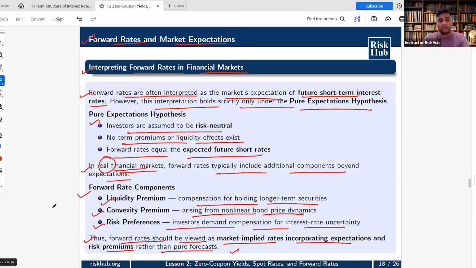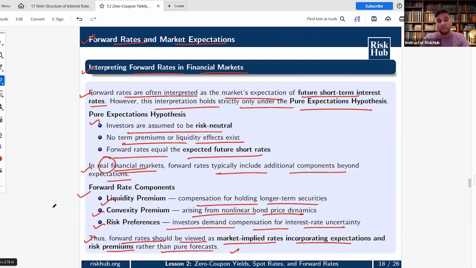The theory that the forward rate equals the market expected future short rate requires three conditions, all listed on the slide. Investors are risk neutral, no term premium exists, and no liquidity effect exists. A risk neutral investor requires no extra money for taking on uncertainty. Term premium is the extra return demanded for holding a longer dated bond. Liquidity premium is compensation for holding a security that is harder to sell. Convexity premium is an adjustment arising because bond prices respond to rate moves in a curve, not a straight line.